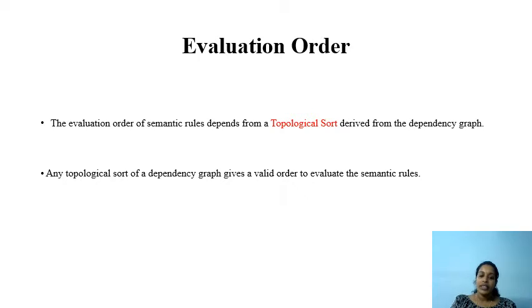We have constructed the dependency graph. Now we have to know how evaluation can be performed in the dependency graph. For that, we use topological sort. Any topological sort gives a valid ordering of attributes. In topological sort, it means if we have an edge u, v, u has to be evaluated before evaluating v. We can see more information about topological sort in the coming slide.